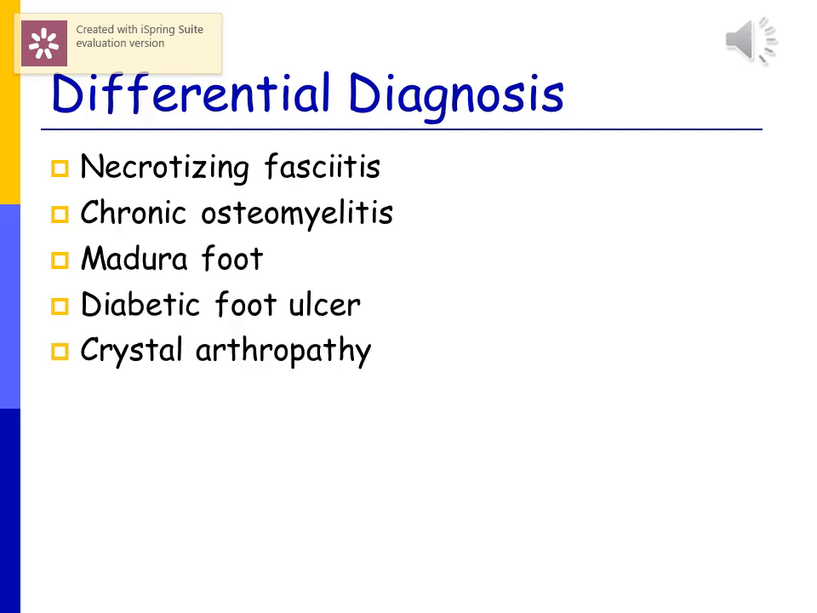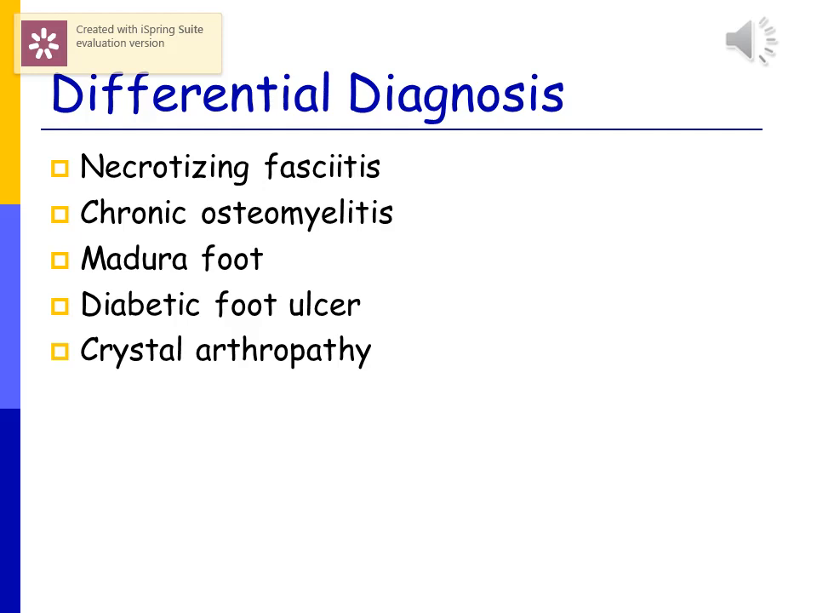So what is the differential diagnosis of this patient? You always have to think of the history, you have to think of the risk factors, and this patient has a lot of risk factors. So maybe he has necrotizing fasciitis. That would need to be ruled out, and you should be thinking of those organisms that cause necrotizing fasciitis and what tests would you do to rule those organisms out.